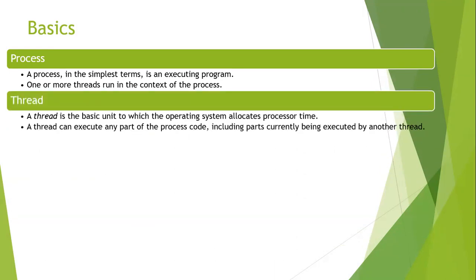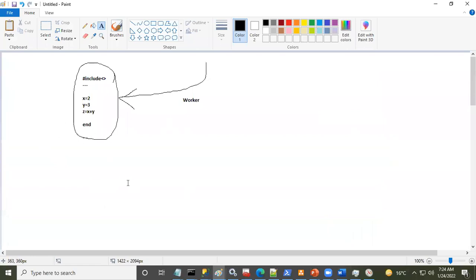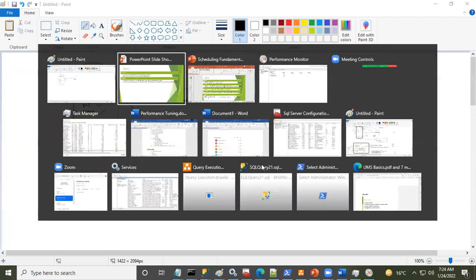What is a thread? A thread is the basic unit to which the operating system allocates processor time. What a processor is we will discuss, but for now understand that a thread is the basic unit of executing your task, your work, the process work. A thread can execute any part of the process code, as I told you. So this is simple code or logic, and the thread can execute any line of the code, any part of the code.